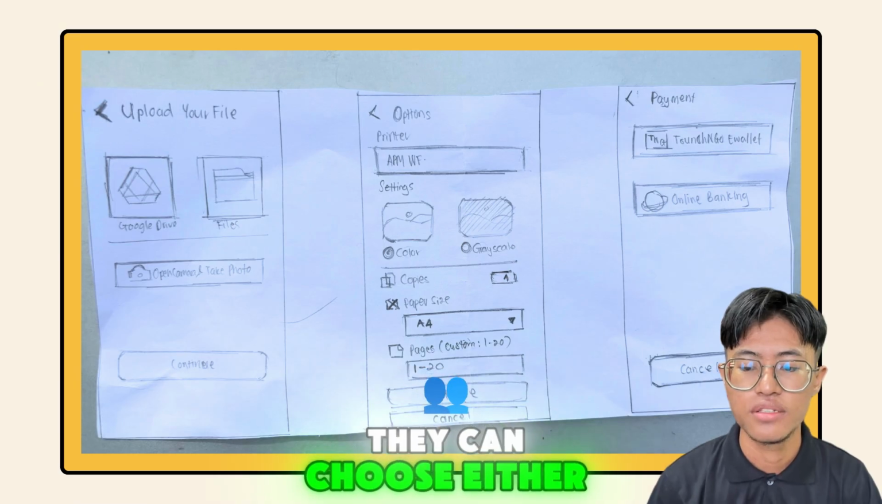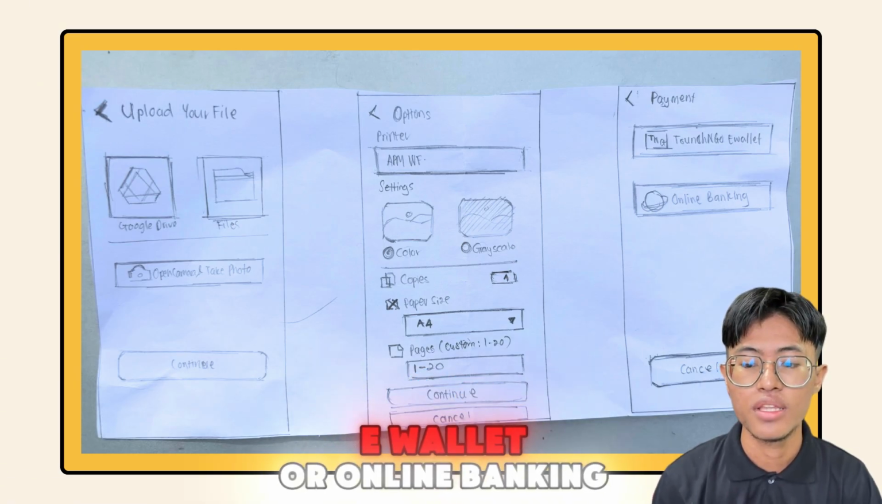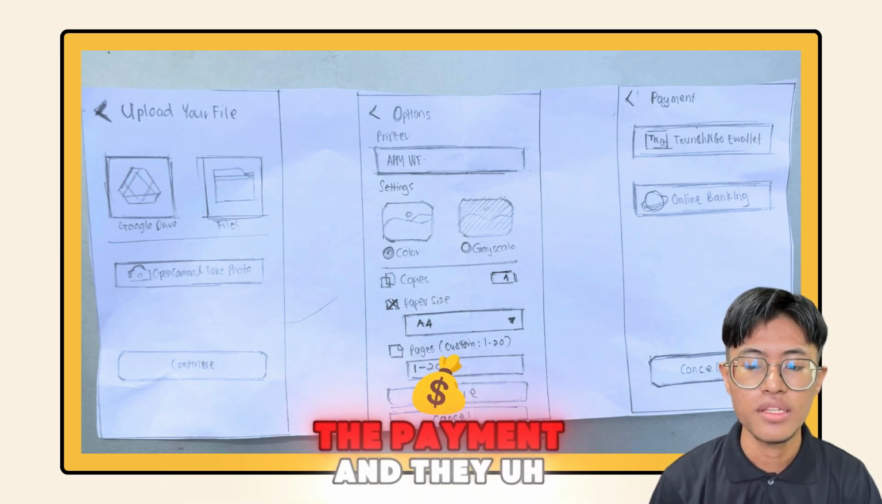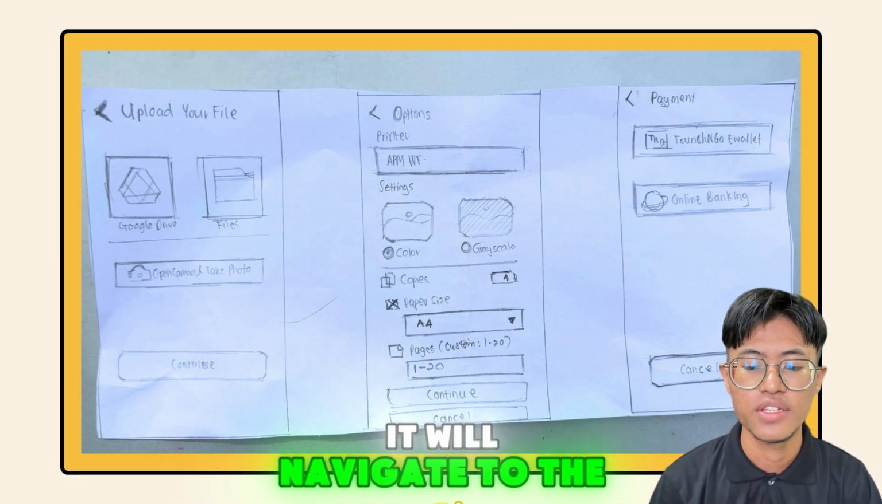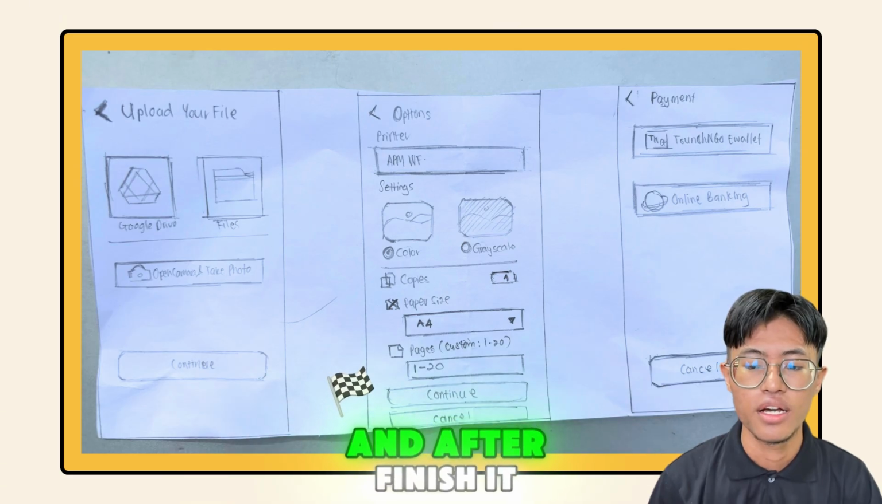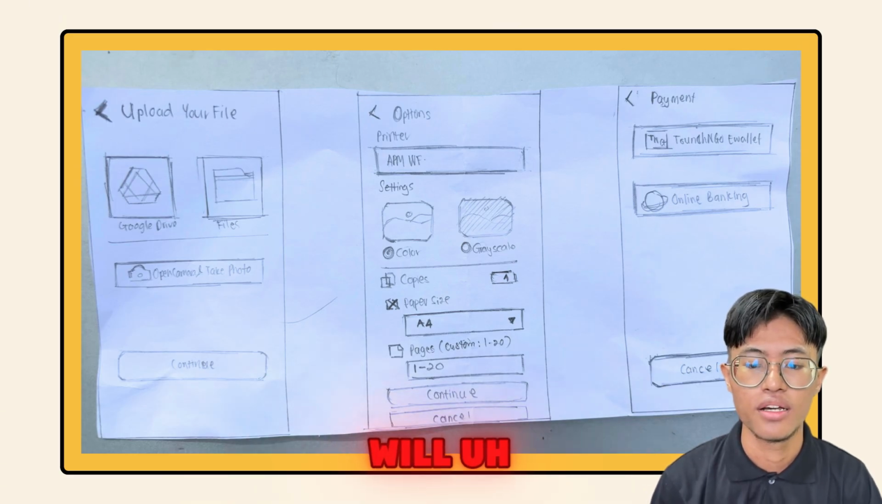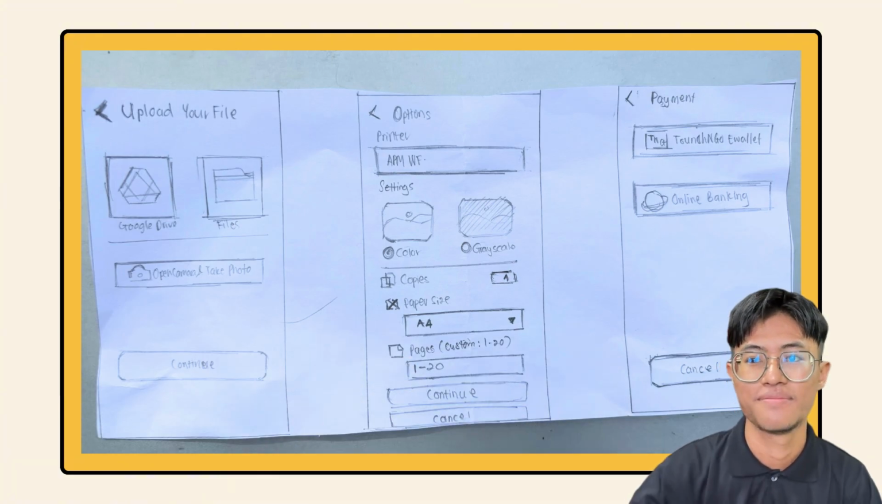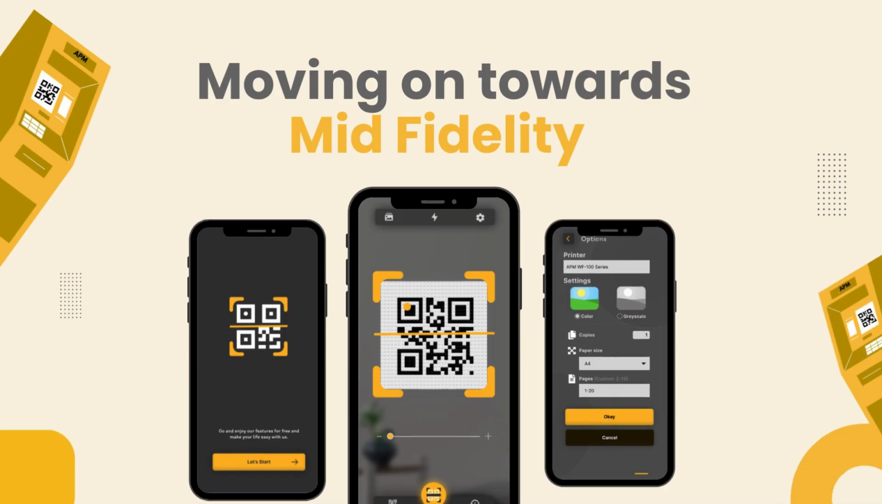They can choose either e-wallet or online banking, and then proceed to the payment. It will navigate to the payment gateway, and after finishing it will go back to the home page, and the printing is finished. Moving on towards mid fidelity.